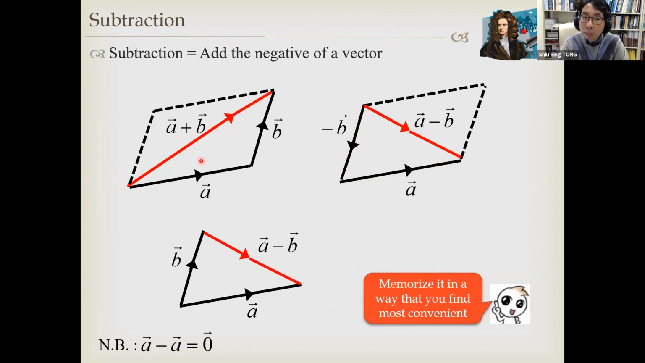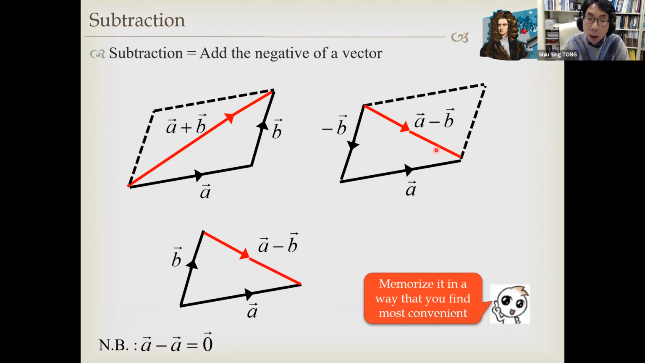So you can see in this parallelogram, A plus B is expressed as one of the diagonals of the parallelogram, and A minus B is expressed in terms of the other diagonal.